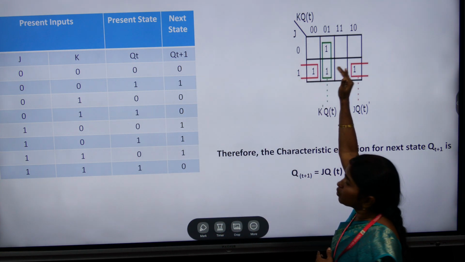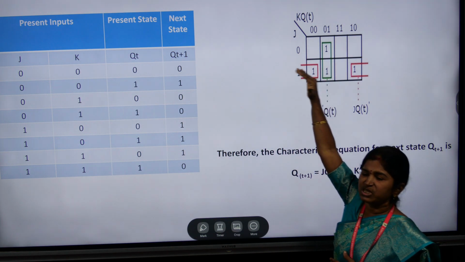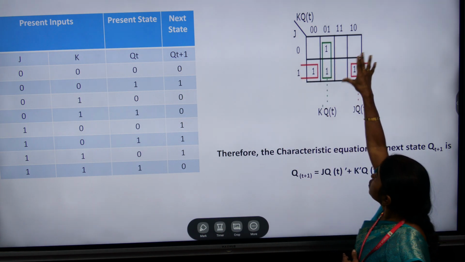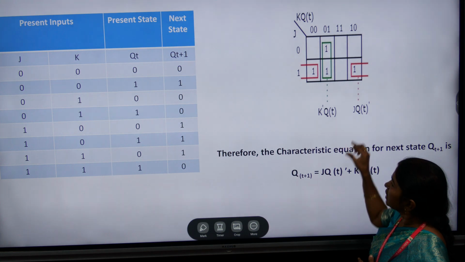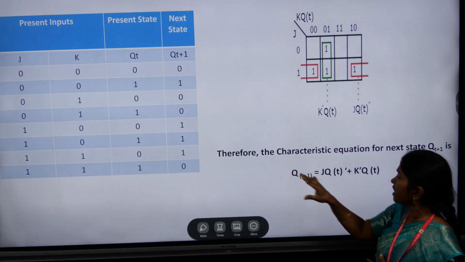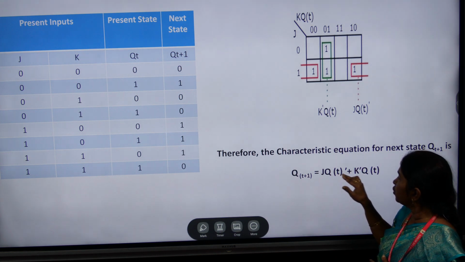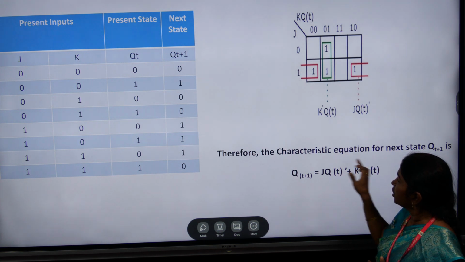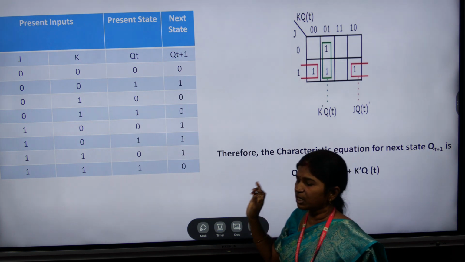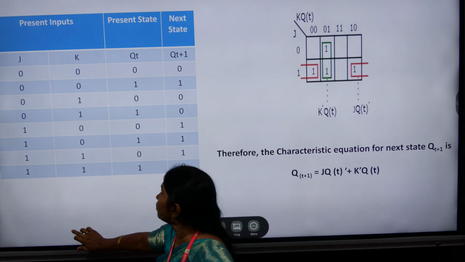So again we will go for the three variable K-map, J, K and Q(t). After mapping, we'll write the characteristic equation for the next state Q of t plus 1 as J into Q bar t, plus K bar into Q of t. So this is the characteristic equation obtained for the JK flip-flop.